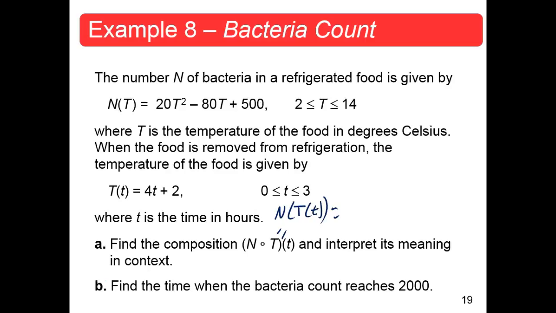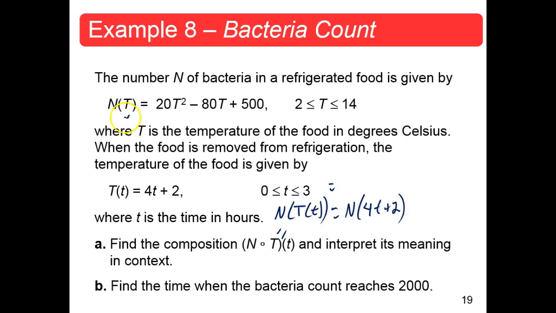What do we plug in first? The little t, the capital T of little t. The N of, you tell me what to write, 4t plus 2. Okay? Now, let's plug that in.